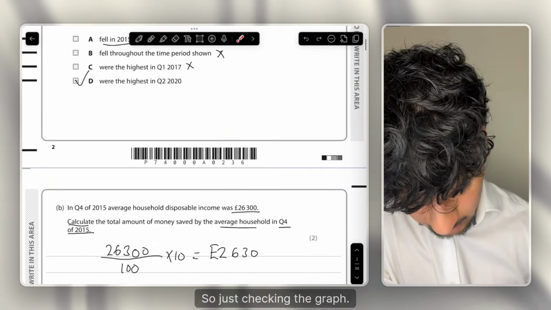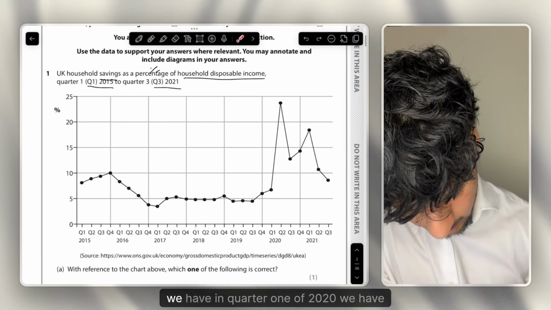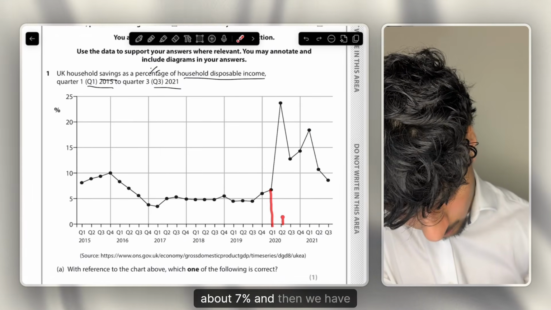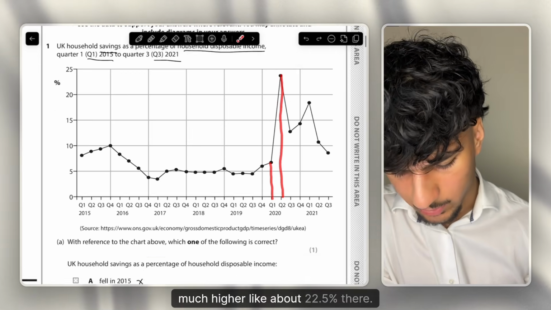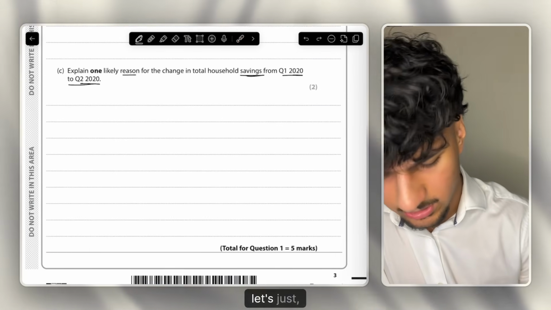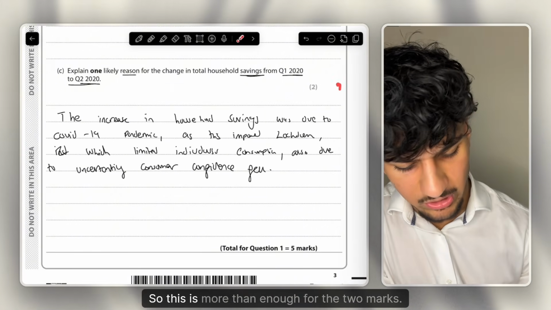So just checking the graph, quarter 1 to quarter 2, in quarter 1 of 2020 we have about 7%, and then we have a much higher figure, about 22.5% there. So yeah, of course, a massive increase. So let's write this down. Yeah, so this is more than enough for the 2 marks.